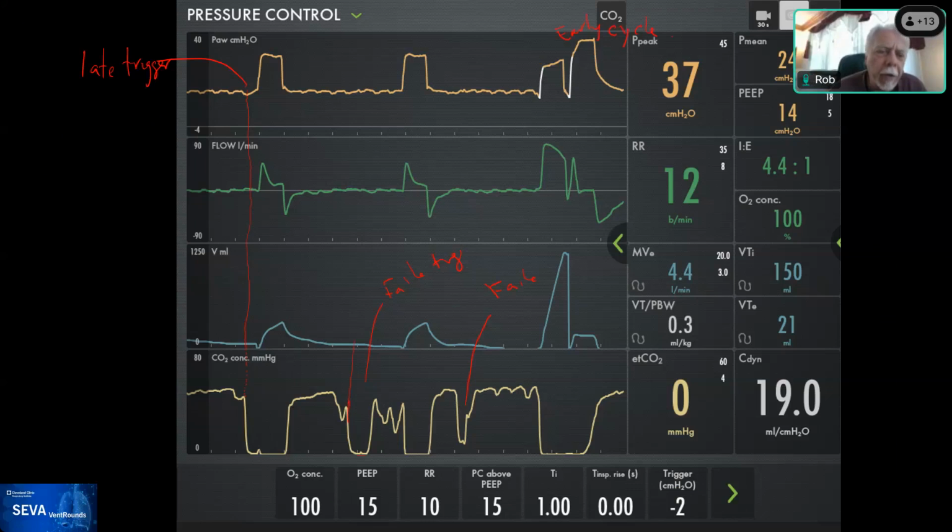Does that first breath have white on the pressure waveform to indicate a patient trigger? Nope. Well, then why would you call it a late trigger? Yeah, that's a good point.